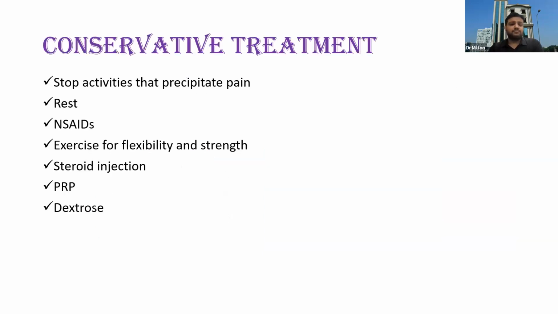So almost the same treatment: rest, and there is the provocation and precipitation history, so we need to remove these things. Then rest, exercise for the flexibility and strengthening of the surrounding muscle, flexor retinaculum, and rest of the nerve. And sometimes we consider steroid injection. We also consider PRP or dextrose.